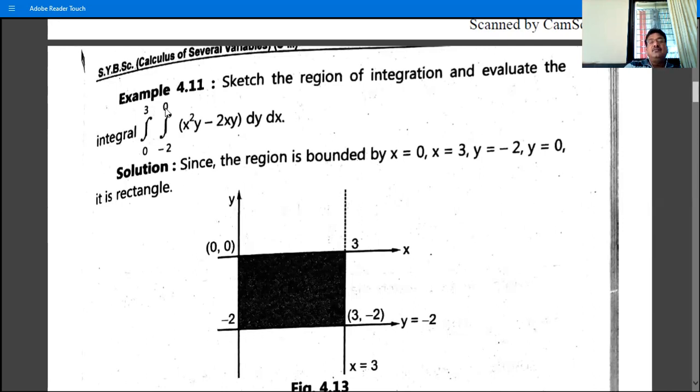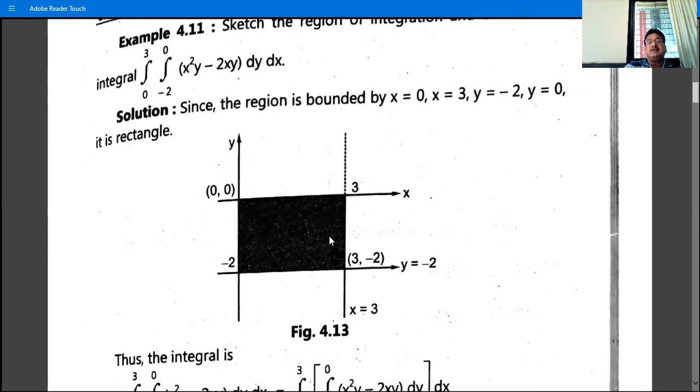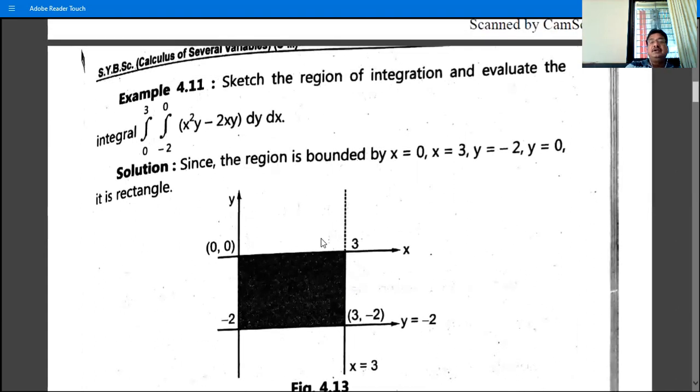Then y is equal to 0 is the equation of the x-axis. Then x is equal to 0 is the y-axis. And x is equal to 3 is parallel to the y-axis, and at a distance 3, draw a parallel line to the y-axis. So this is x is equal to 3. So this black shaded region is the region of integration.